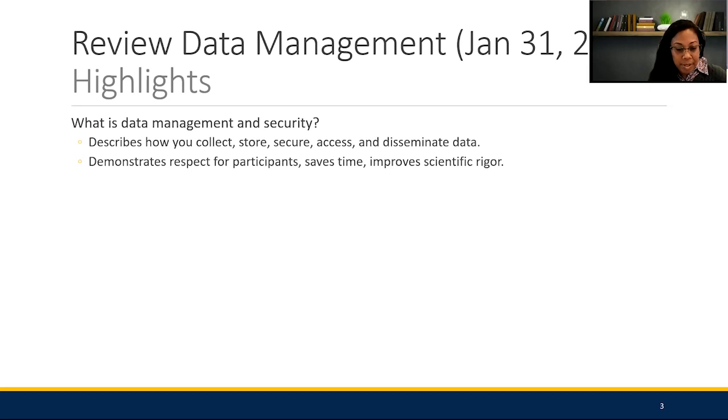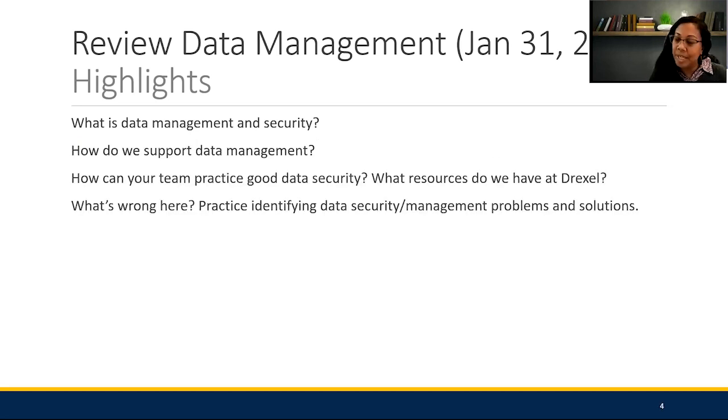Okay, so last time we talked about data management. And so what is data management and security? It describes how you collect, store, secure, access, and disseminate data. And we want to demonstrate respect for our participants, save time, and improve scientific rigor, right? Always rigor and reproducibility, those scientific processes. So our questions that we talked about last time: What is data management and security? How do we support data management? How can your team practice good data security? And what resources do we have here at Drexel? And then we'll go into a couple of scenarios to say what's wrong.